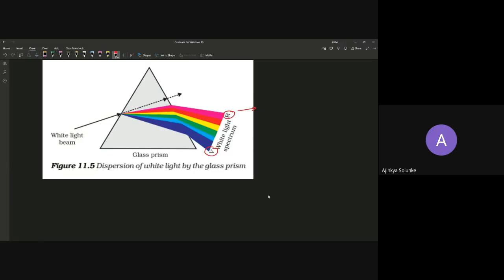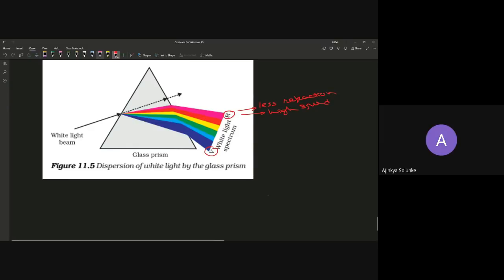If somebody is asking you the scientific reason: less refraction. And why does it have less refraction? Either you talk about the speed or you can talk about wavelength. At least one of the points should be clear to you. Because of the high speed, this happens. And vice versa for violet.